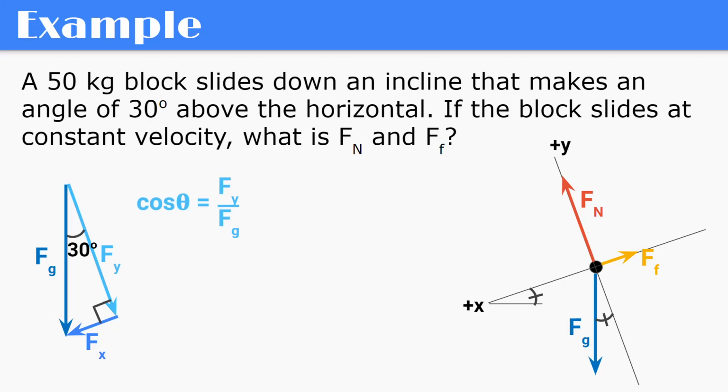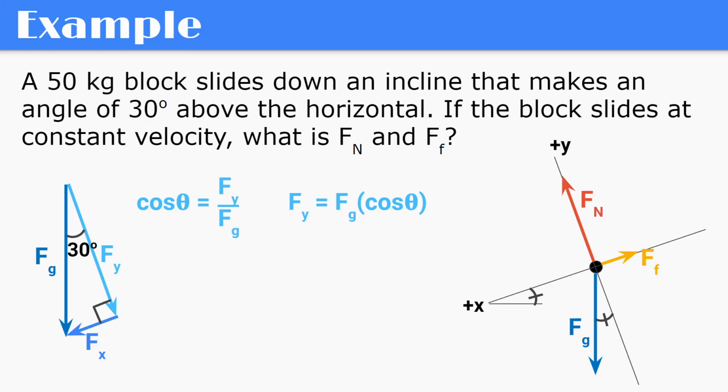SOHCAHTOA tells me that sine is equal to opposite over hypotenuse, and that cosine, which is what I have here, is equal to adjacent over hypotenuse. If I'm solving for Fy, it is adjacent to my angle, so I'm going to use cosine of my angle theta, which of course I know is 30. Cosine theta equals adjacent over hypotenuse. My hypotenuse here is Fg. Here's my right angle, so you can tell that's your hypotenuse. If I rearrange this to solve for Fy, I have Fy equals Fg times cosine theta.